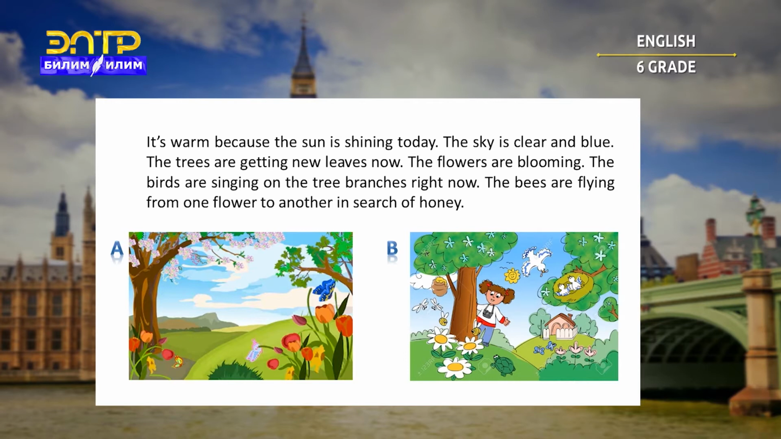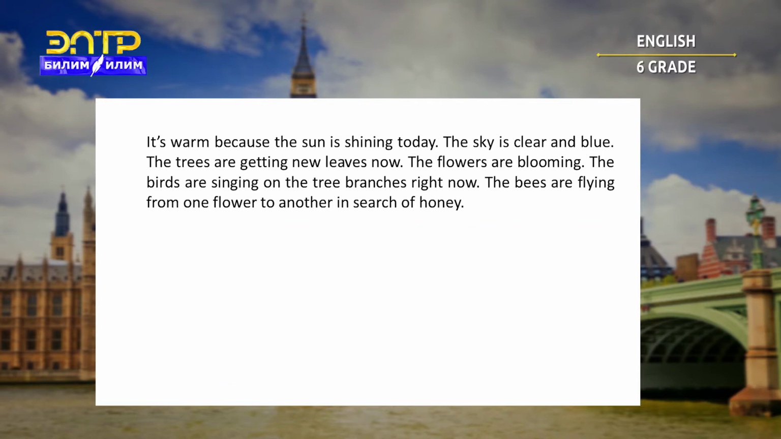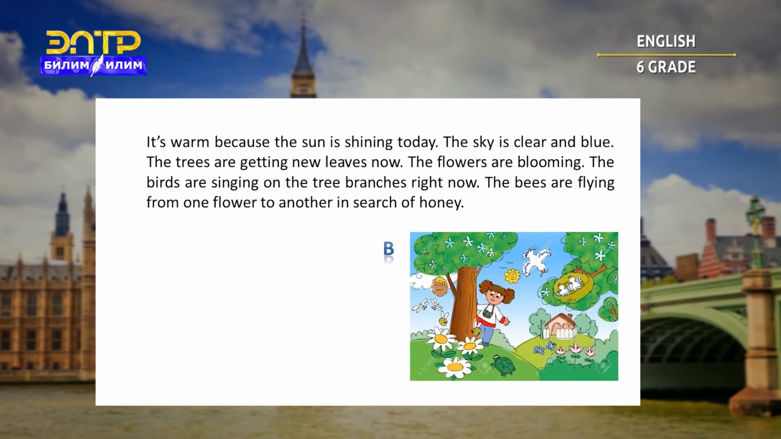The text is about the picture B, because we can see a blue sky, some birds on the tree branches, and flying bees. What season is it? Yes, it's spring.